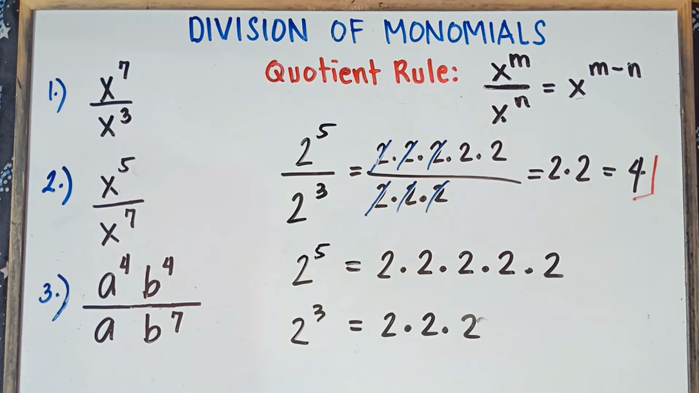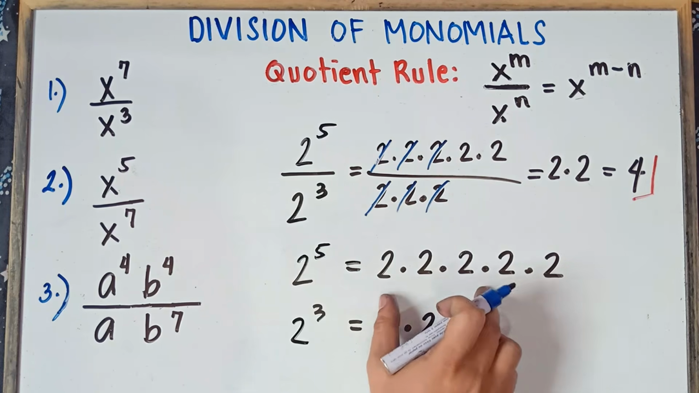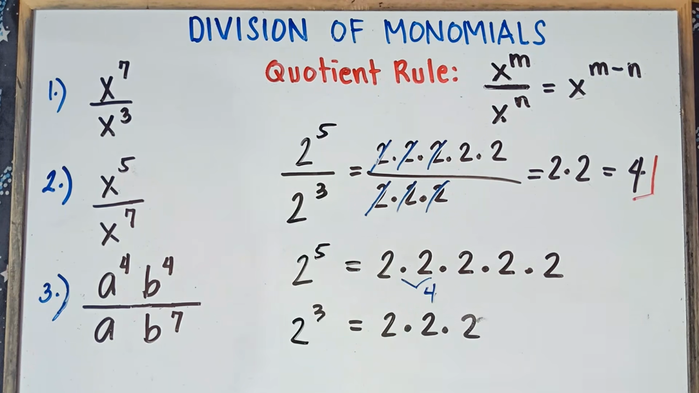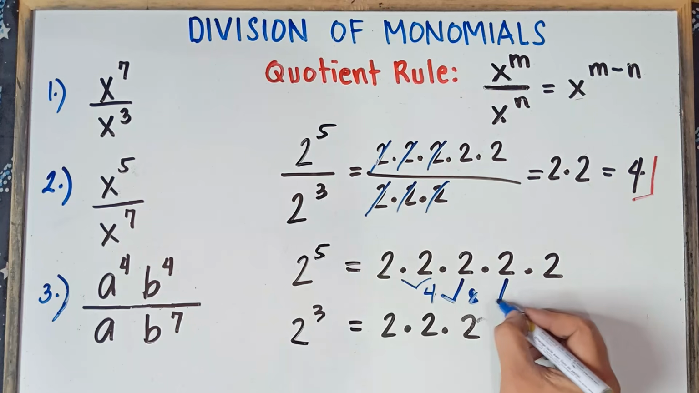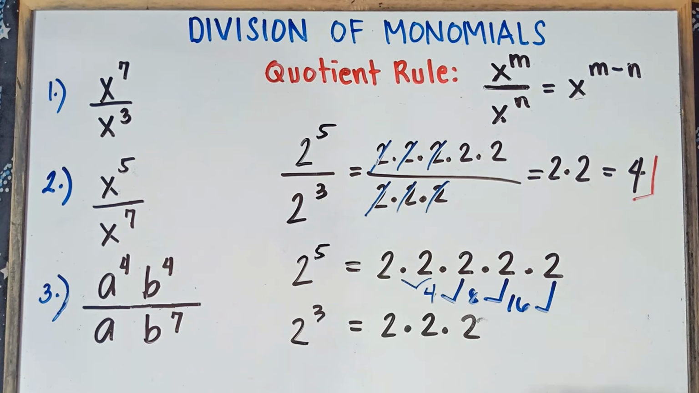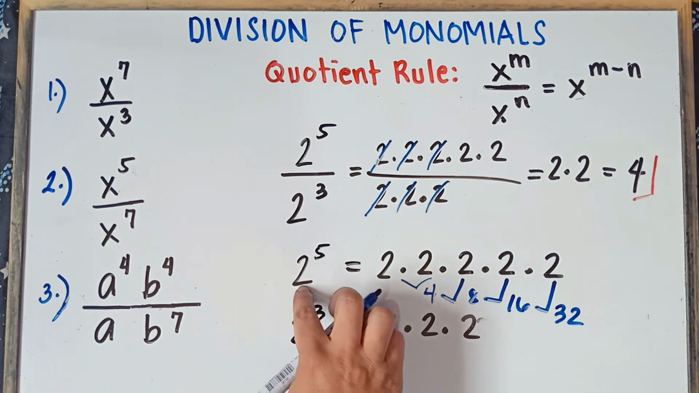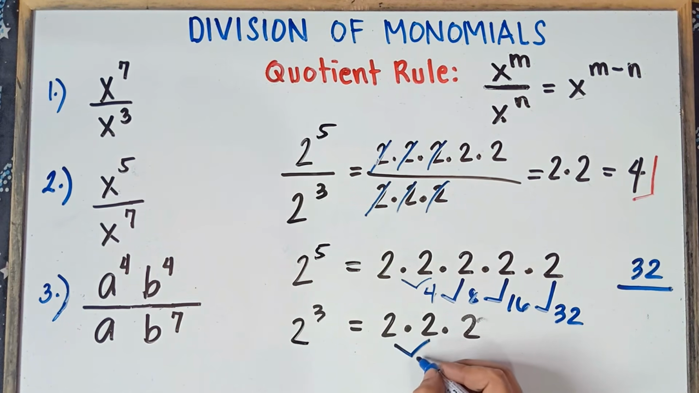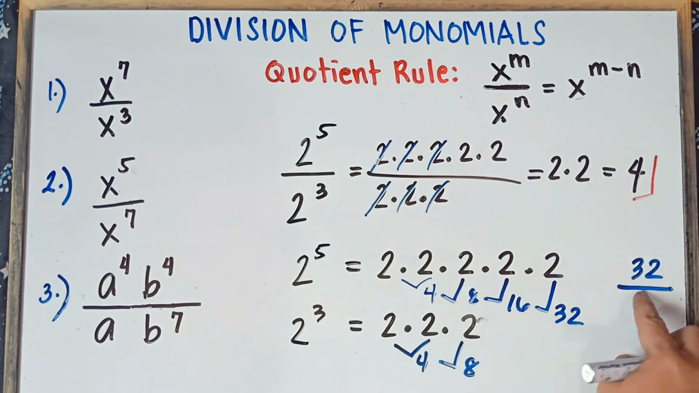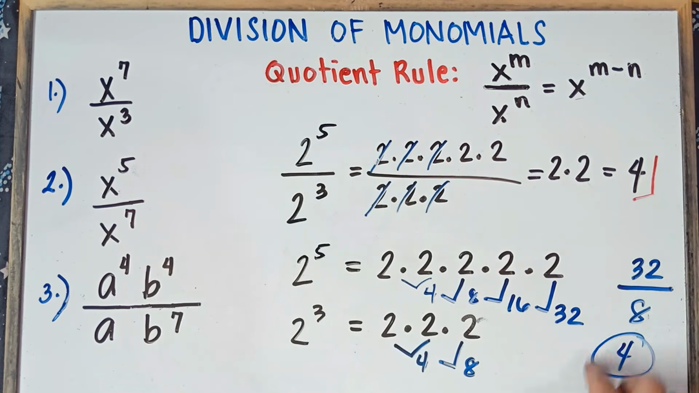Let's check, class, if we really get 4. If we simplify this one, 2 times 2 would be 4. 4 times 2 would be 8. 8 times 2 would be 16. 16 times 2 would be 32. So 2 raised to the power of 5 would be 32. Over this one, 2 times 2 would be 4, 4 times 2 would be 8, so 2 raised to the power of 3 is 8. 32 divided by 8 would be 4. You will have the same answer, class.